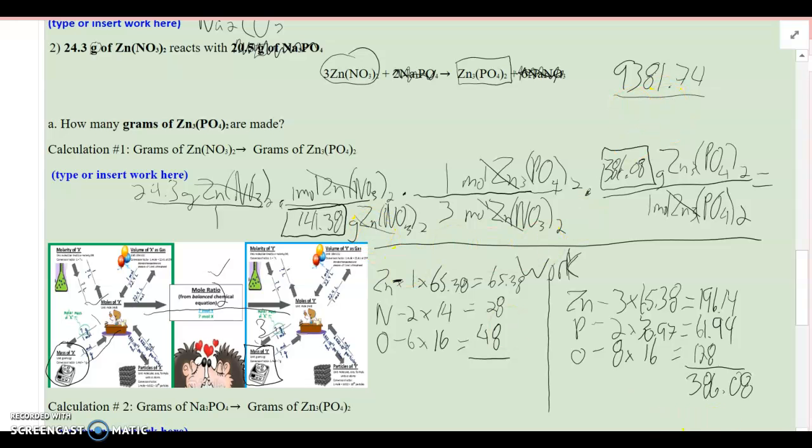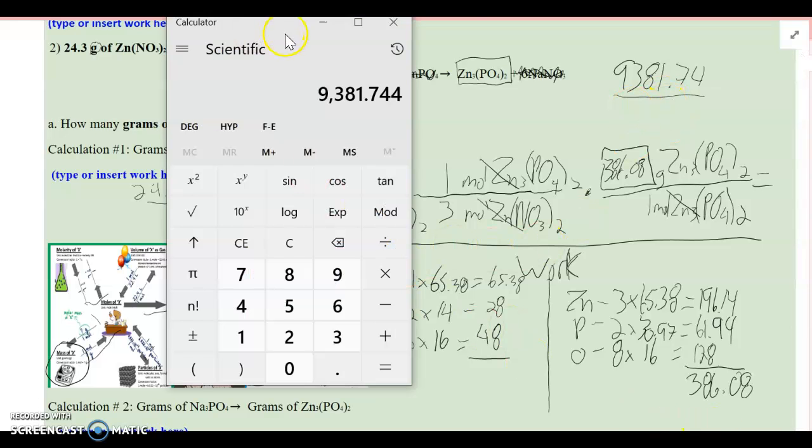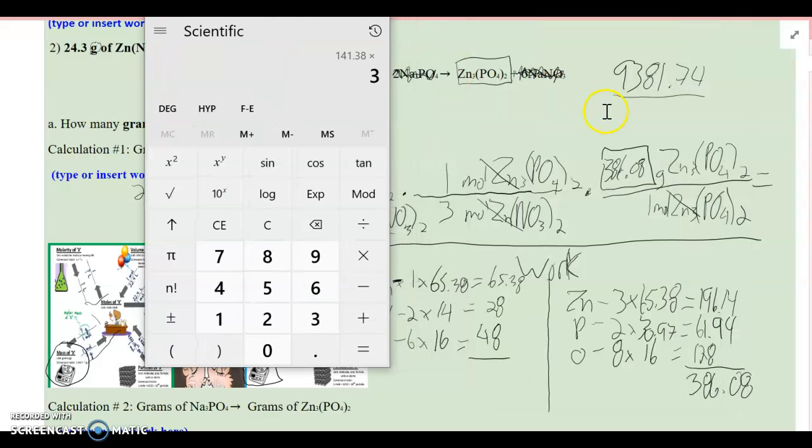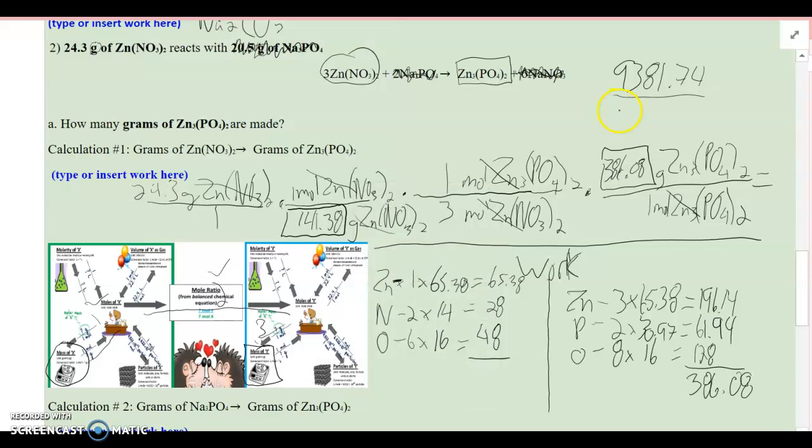So I'm going to do 141.38 times 3. That's it. 424.14. So I'm finally going to get my final answer, which I'll put multiple boxes around. So I'll label this because it could look confusing. Top, bottom.